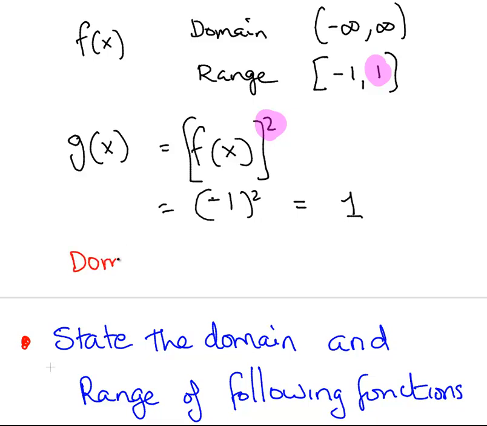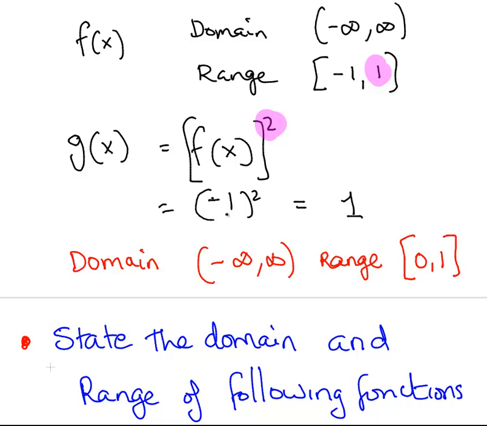So essentially the domain is any real number, but the range has to be greater than or equal to 0. The lowest possible value here is 0, and the highest possible value here is 1, because when we get minus 1 squared, we get 1. The lowest possible value we can get is an output of f of x equals 0, so 0 squared equals 0.